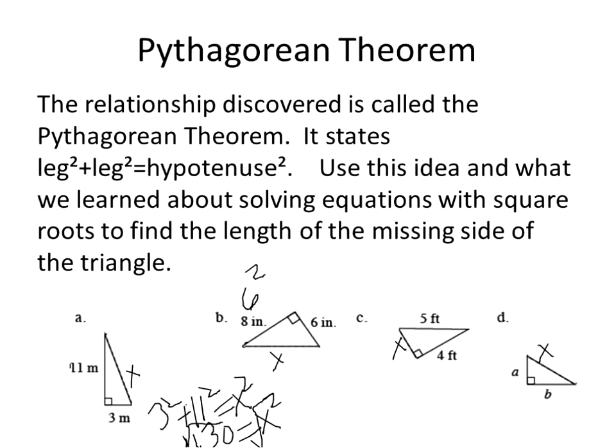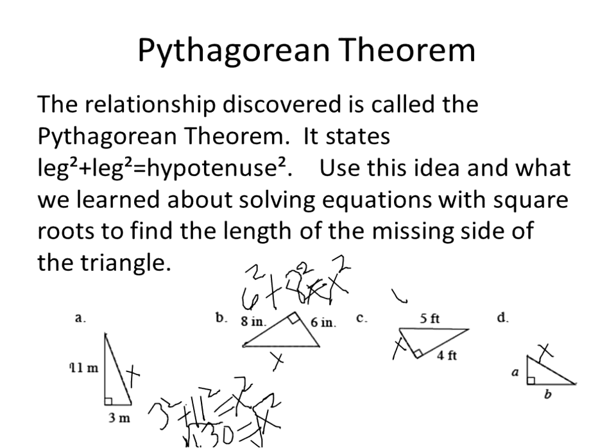And most of you did a good job with this. You did 6 squared plus 8 squared. So those are the 2 legs. Oops. Sorry, I got ahead of myself there. Equals x squared. And then you can work that out and get that.